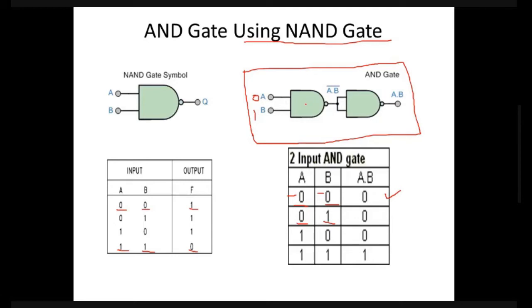The NAND gate output, with A equal to 0 and B equal to 1, is 1. This output is the input of the next NAND gate, so here A equal to 1 and B equal to 1. What is the 1 1 output? The 1 1 output is 0.